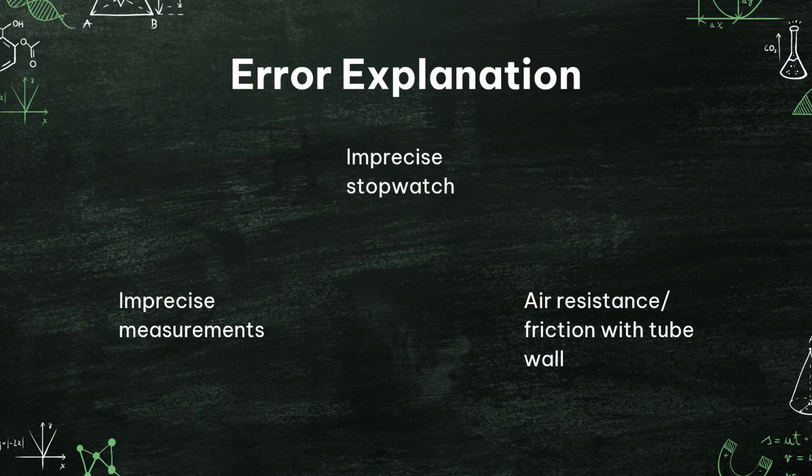Some of the reasons for the error could just be an imprecise stopwatch or imprecise measurements, which we used to put into the tube geometry, and also air resistance and friction with the tube wall while the real magnet was falling.